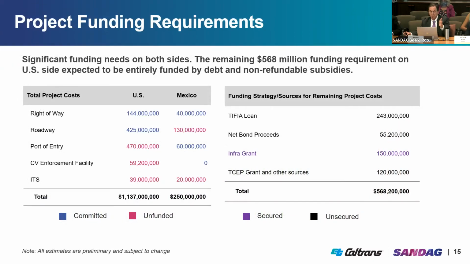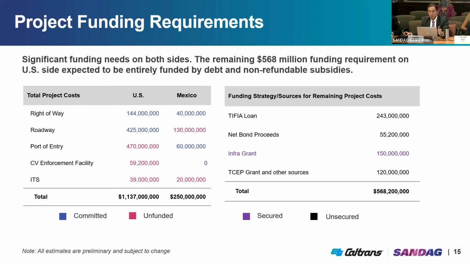And focusing on the left side, we show the total cost of the project on the US side, which is just over $1.13 billion. And in Mexico, it is $250 million. Unfortunately, that number has grown on the US side, but that's mostly due to inflationary costs, which I think is something that we're seeing in all aspects of our lives today.